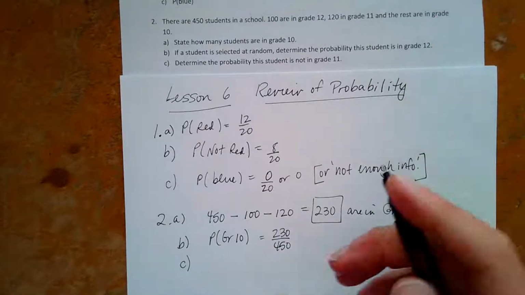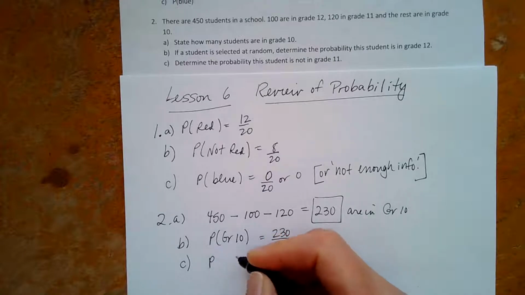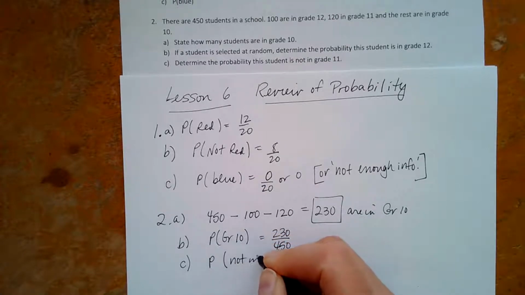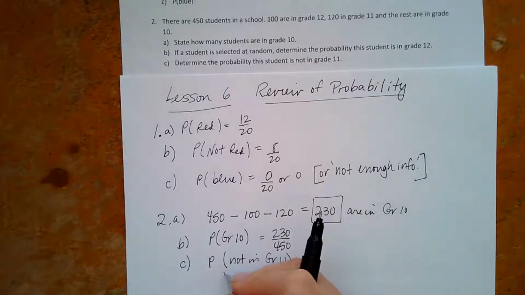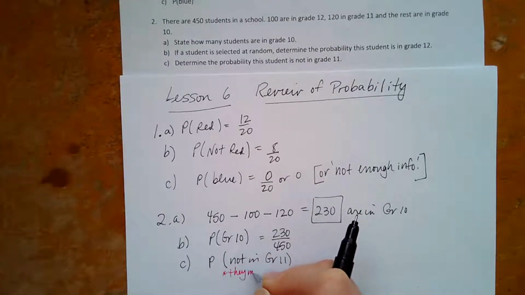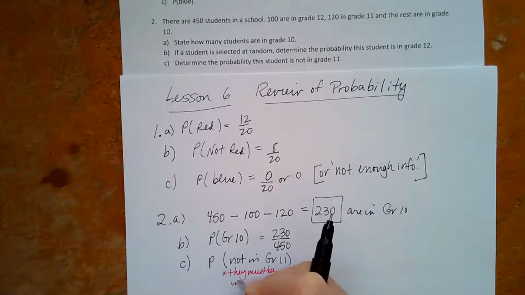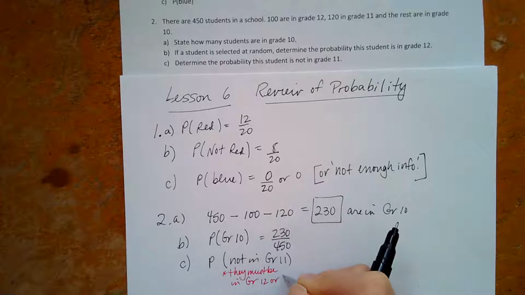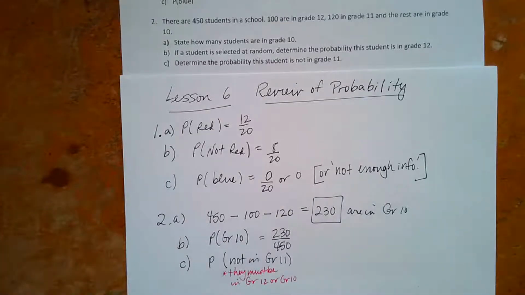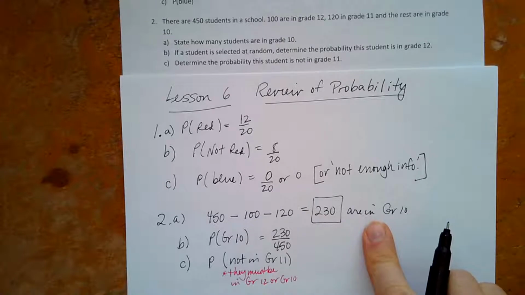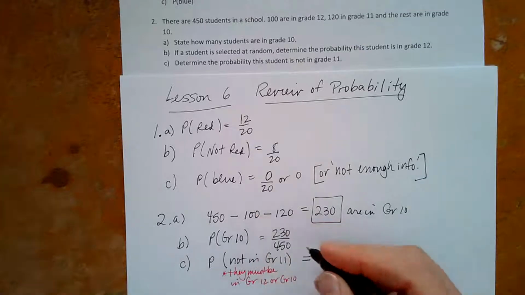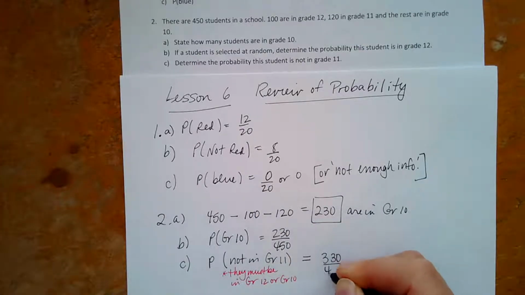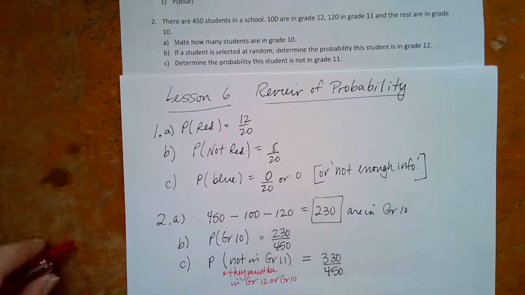Determine the probability of not in grade 11. Well, that obviously means they must be in grade 12 or 10, right? So I had 230 in grade 10 and 100 in grade 12. So that's going to be 230 plus 100, 330 out of 450. Or you could have just taken the 450 and subtracted out the 120.